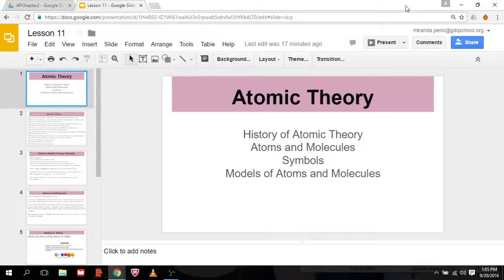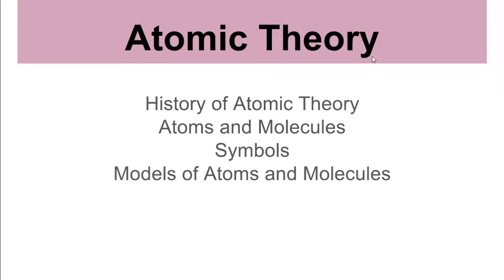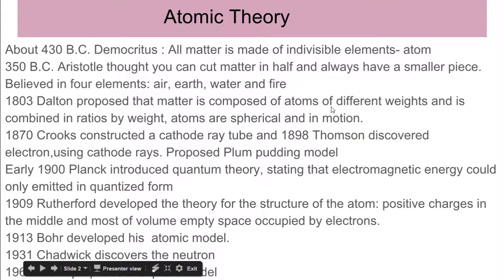Before we start studying atoms and molecules and their working and the electron arrangements, I want to go through a short history of the development of atomic theory and introduce atoms and molecules and their symbols and their models. About 430 BC, Democritus suggested that all matter is made of indivisible elements, which are called atoms, the same name that we use today.